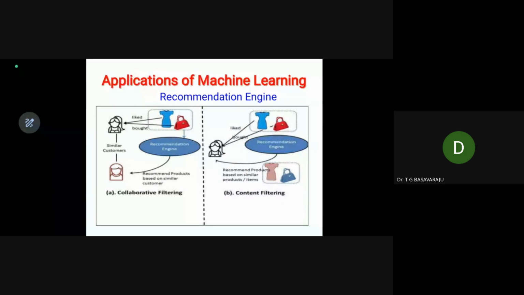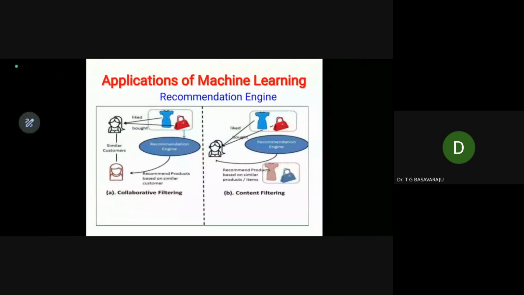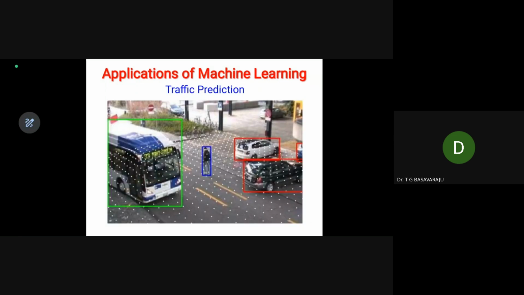And as I was telling you, recommendation engine, so if you have bought one purse or dress, based on that either collaborative filtering or content filtering would be applied, which will give a recommendation of new products for you to buy. Then traffic prediction, so where the particular vehicles are, where the persons are, whether it is accident prone or not accident prone. So traffic predictions also we can make using machine learning.